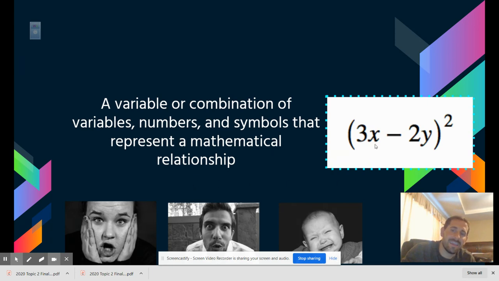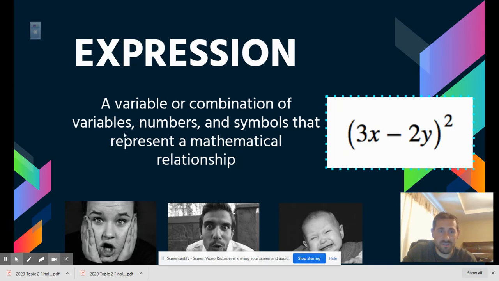So I could think of this as 3 times my paycheck, which is my x, minus 2 times my car bill. So that's an example of what these could represent once I give them some context. All of this raised to the second power, that would be harder for me to put into a story, but we'll talk about powers as we get through the unit.